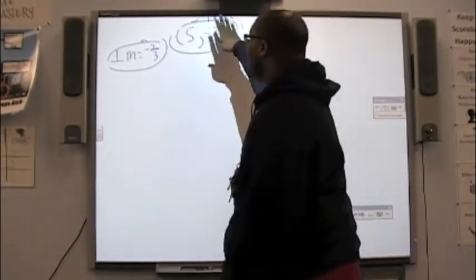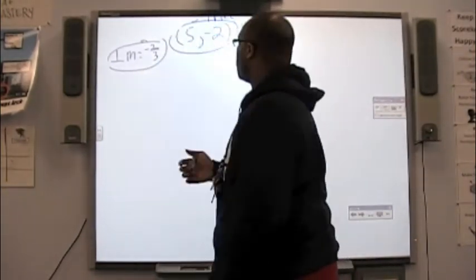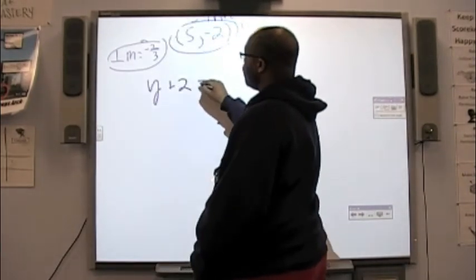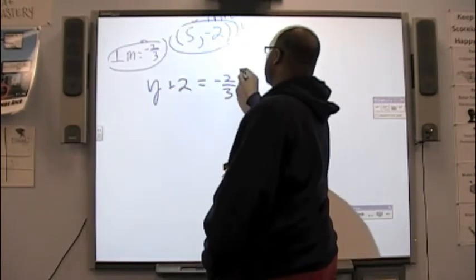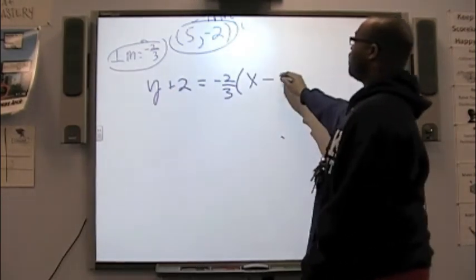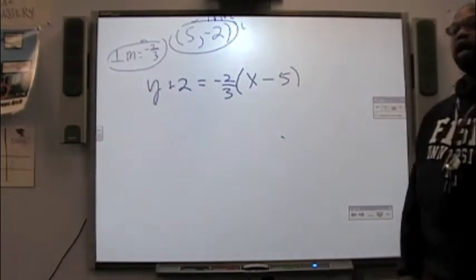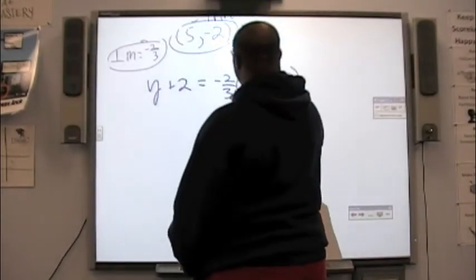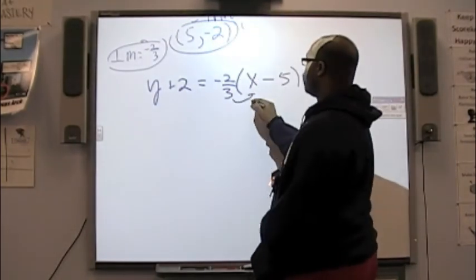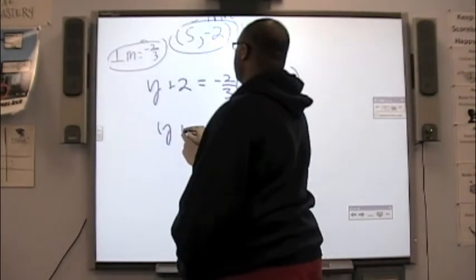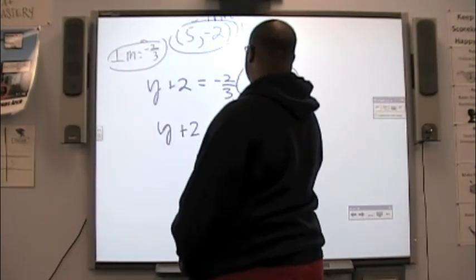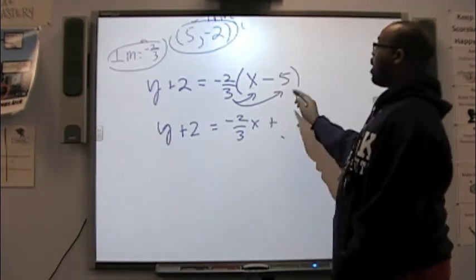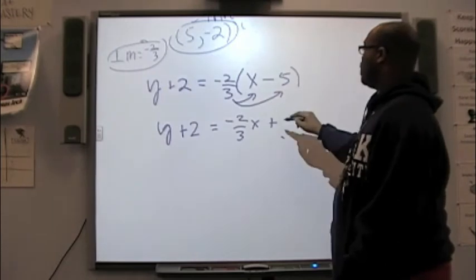Remember, if you have a slope and a point, use point slope form. So when I have y minus the -2, which is y plus 2, equals your slope, -2/3, times the quantity of x minus 5. Now, multiplying -2/3 by the quantity of x minus 5, I'm going to distribute that. So I'm going to have y plus 2 equals -2/3 x, and negative times a negative is a positive, 10/3.